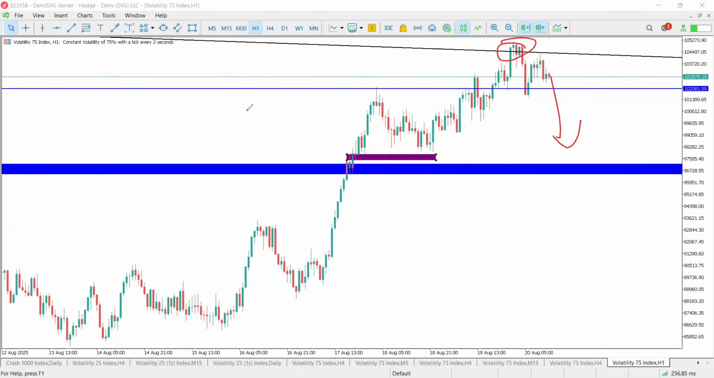Not yet. Why? Because we have higher high, higher low, higher high, higher low. Okay? You can see here we just tested this. And I know many people sold around here. So you cannot start selling when you see an uptrend. That's the problem you guys are facing.